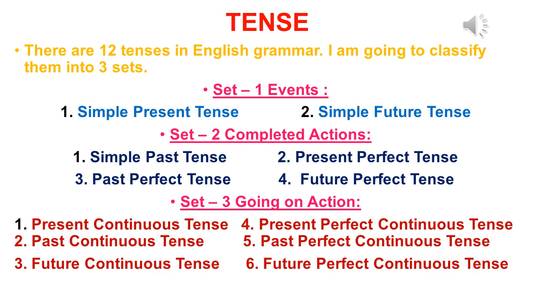And the third set. The third set has six tenses. They are the present continuous tense, past continuous tense, future continuous tense, present perfect continuous tense, past perfect continuous tense, and future perfect continuous tense. All these six tenses denote going on action or continuous action.